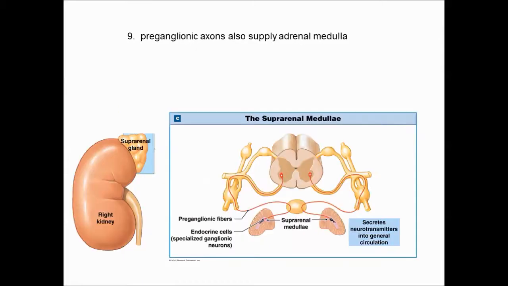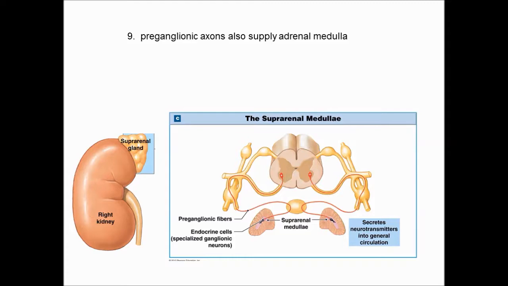The preganglionic axons in the sympathetic system also supply the adrenal medulla. I don't know why people keep persisting on calling it the suprarenal gland, but in most literature today we call it the adrenal gland. It's located just superior to the kidneys, and so the name suprarenal is used by anatomists, but almost every physiologist calls it the adrenal gland.